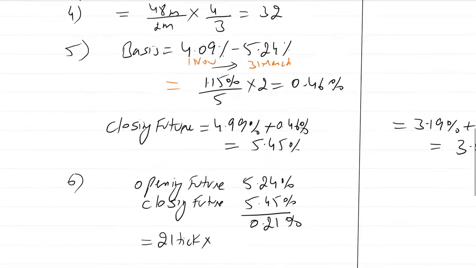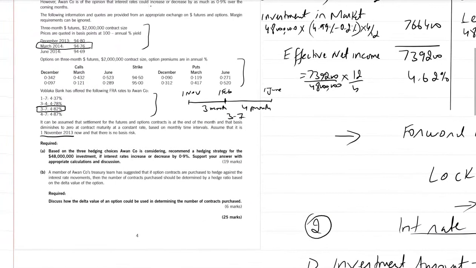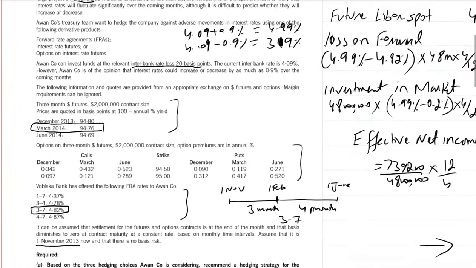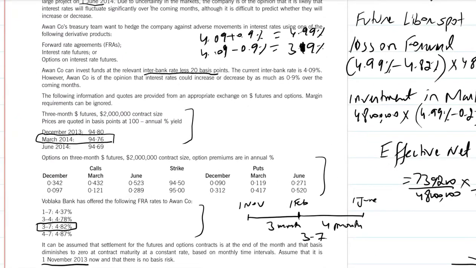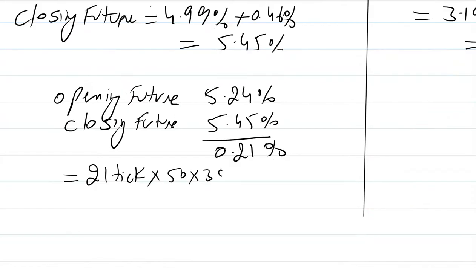into tick value. Let's identify the tick value. Normally it is provided in the question, but in this case it is not given. It's no problem. Let's calculate it. 0.01% into 3 by 12 will be 50. 21 into 50 into 32 number of contracts. So the loss is 33,600.